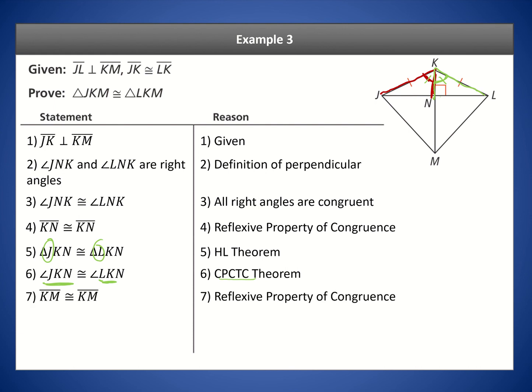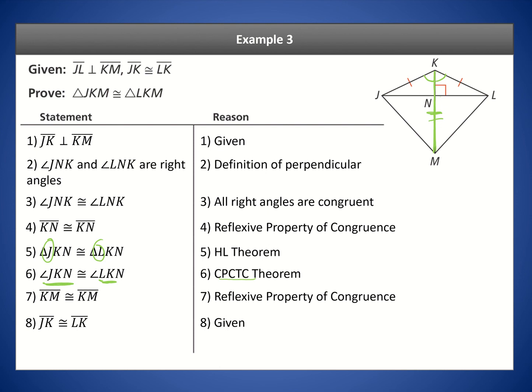Eventually, we're going to be proving that another triangle is congruent. We're going to be using this in a little bit. So now the next thing we want to look at is, now that we know these two angles are congruent, we're looking at these big triangles, this triangle and this other triangle. So now we're saying that KM is congruent to itself because these triangles share that side, right? And so that's the reflexive property.